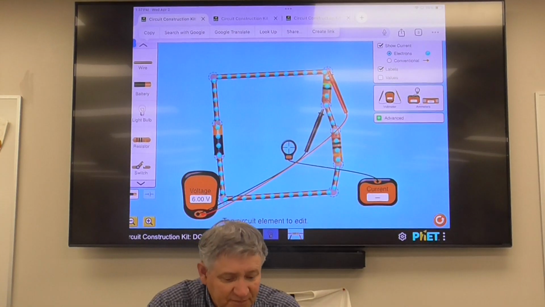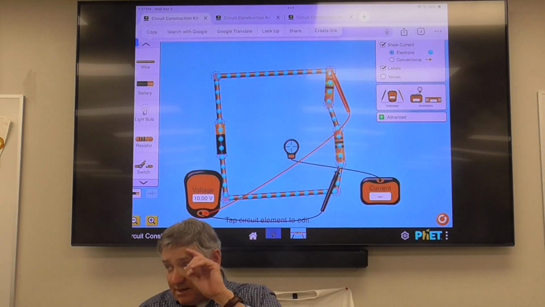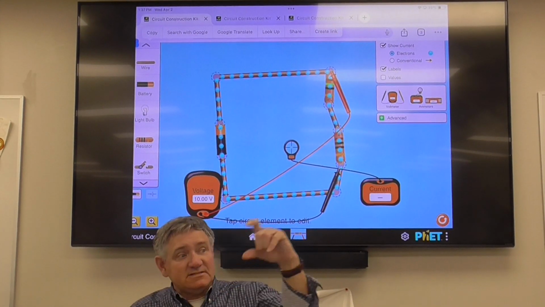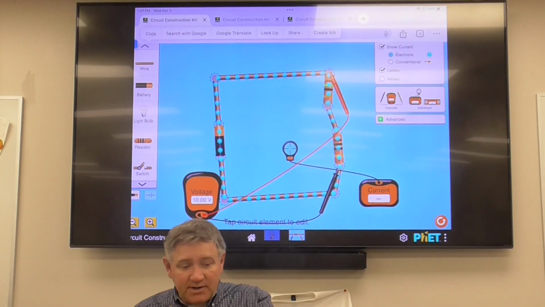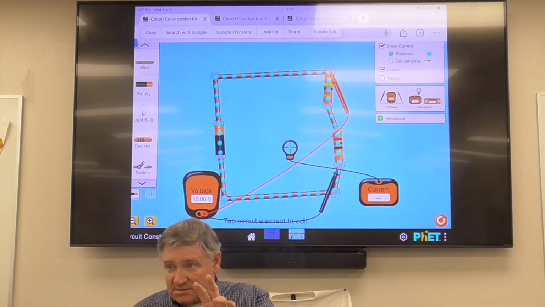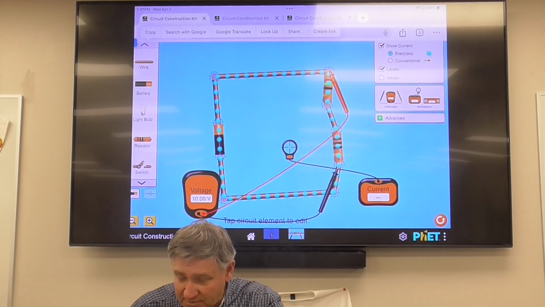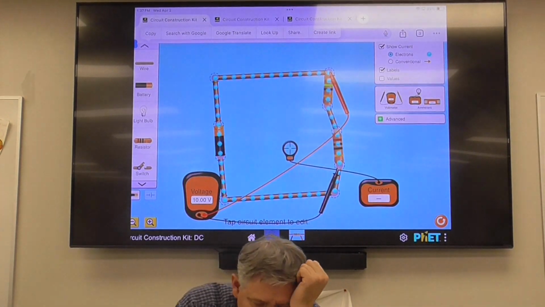And oddly enough, the voltage drop across both of them is 10. Okay? So in series, your voltage drops have to add up to the entire voltage across the battery, if it's a simple one like this. Okay, got that one.